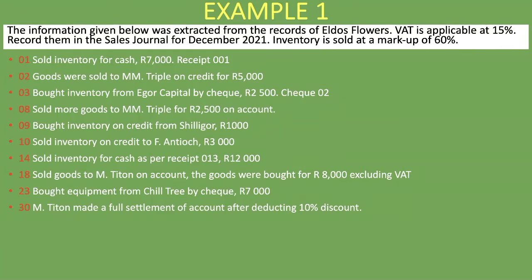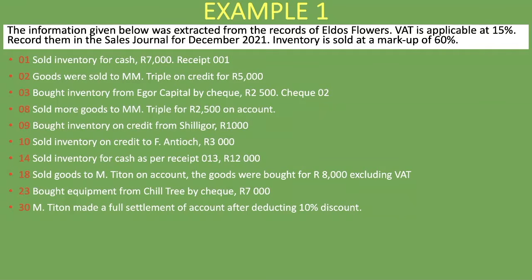So I hope you checked out our previous lesson, which would have simplified this one greatly. But if you have not, I hope you go ahead and do that. But if you're just checking this one as well, you should be able to understand it. So what you see in red here is the date of the month. And remember, here we are in December 2021 that we're dealing with. And the first one says that we sold inventory for cash, 7,000 Rand, receipt 001.